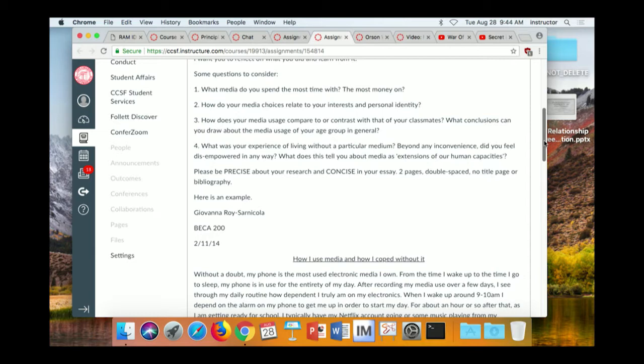Again, there's no right or wrong here. These are your reflections on your media use. And then finally, what was your experience of living without a particular medium? So remember, on day 3, or whatever part you dedicate to living without your favorite medium, I'd like you to think, what did it feel like to not have access to that app or to that technology for the time that you gave it up?